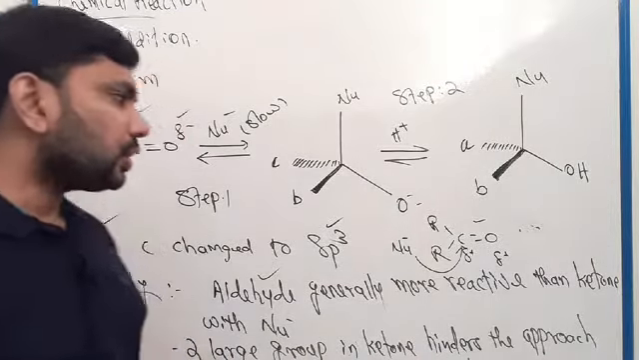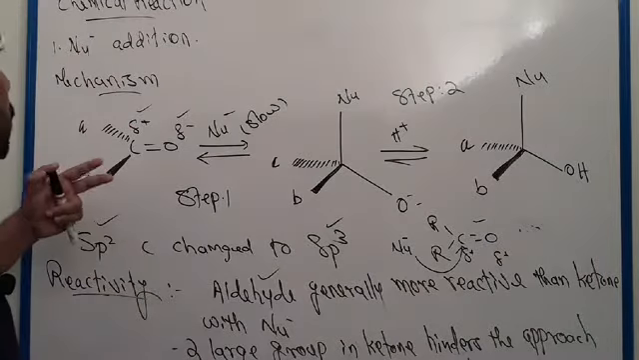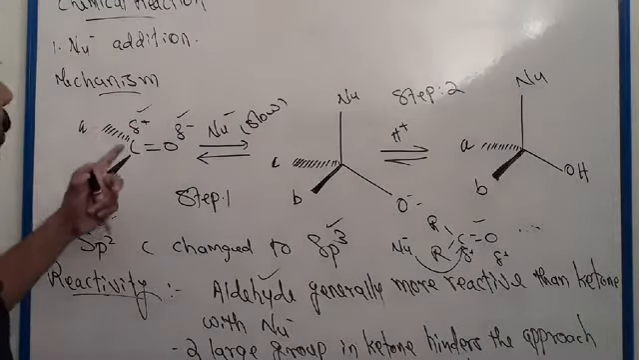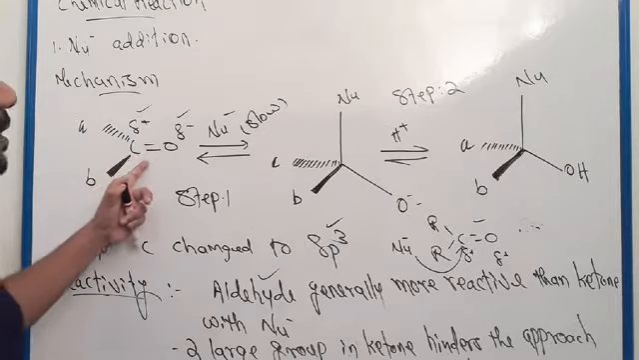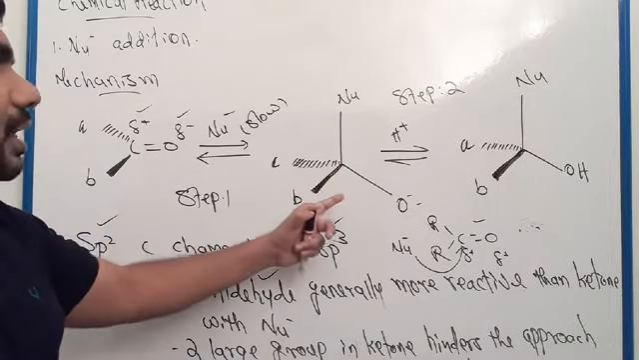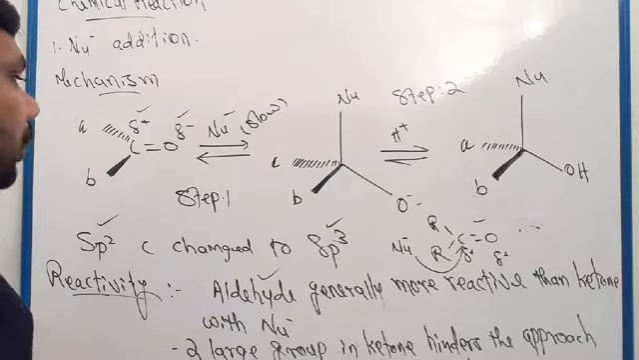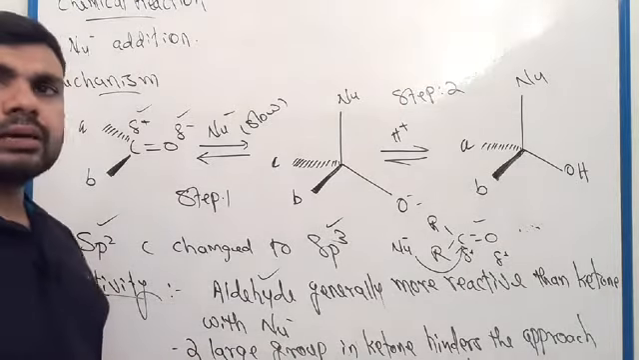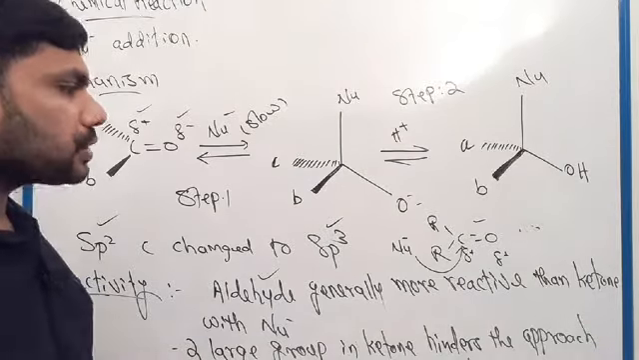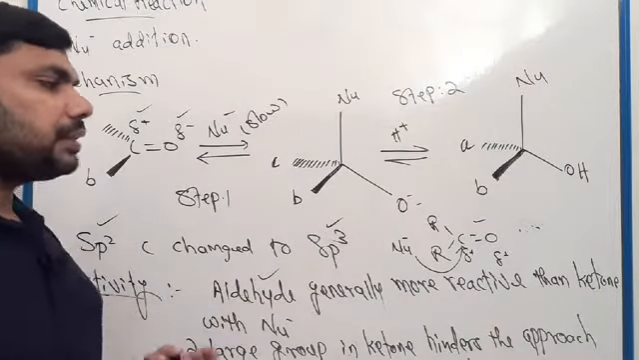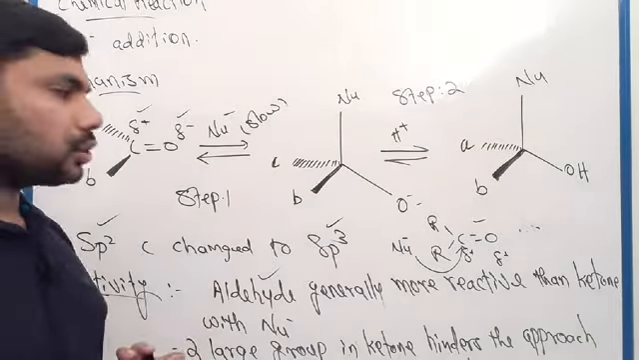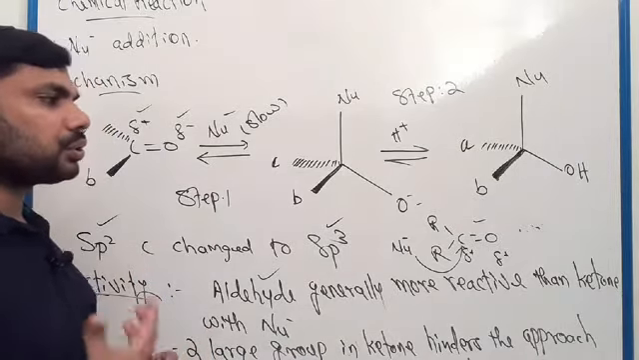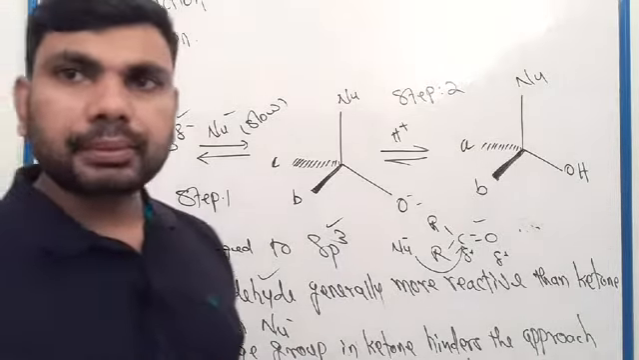So these are the things we have to understand about nucleophilic addition. After nucleophilic addition, the sp2 hybridized carbon changes to an sp3 hybridized carbon and a tetrahedral structure is formed. Aldehydes are more reactive than ketones, because in ketone there are two bulky groups which hinder the approach of the nucleophile to the positively charged carbon atom.